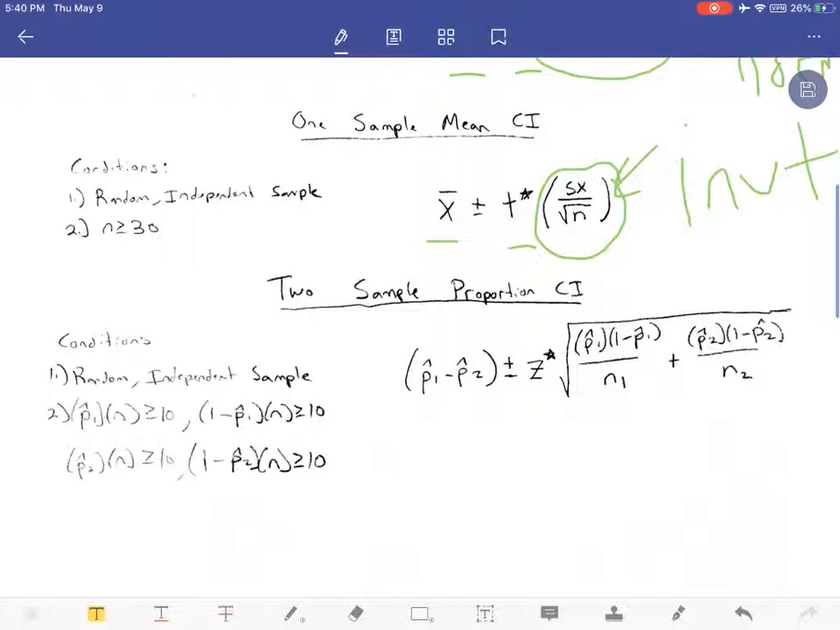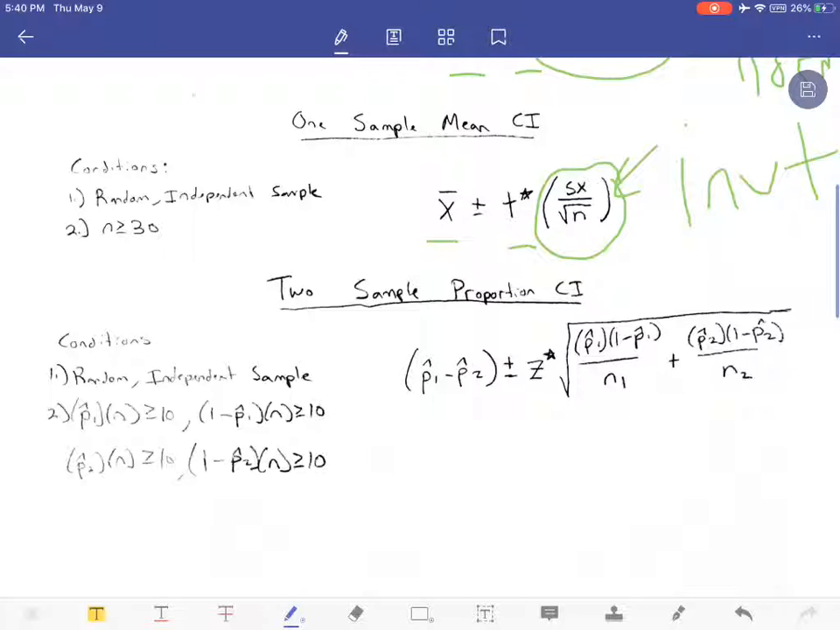Then we have our two sample proportion confidence interval. So the conditions stay the same. You want a random independent sample. And then the large counts one's the same as before, except since we're dealing with two samples, you just have to do it with both samples. So an easy way to memorize that one: it's the same as the one sample, you just got to do it twice for both of the samples.